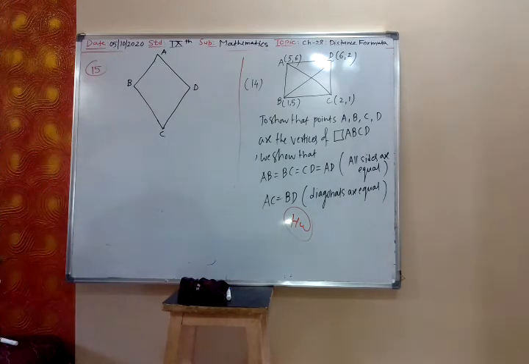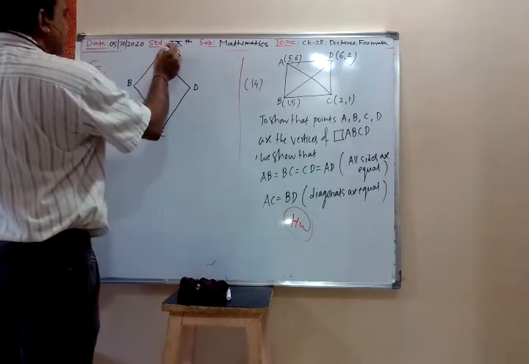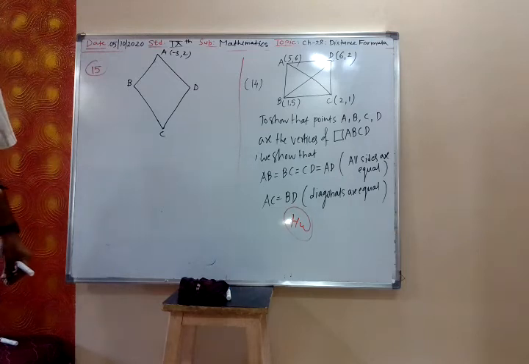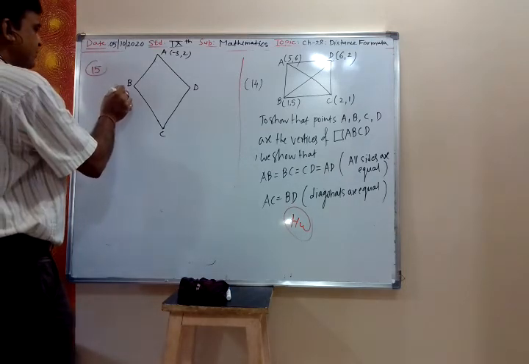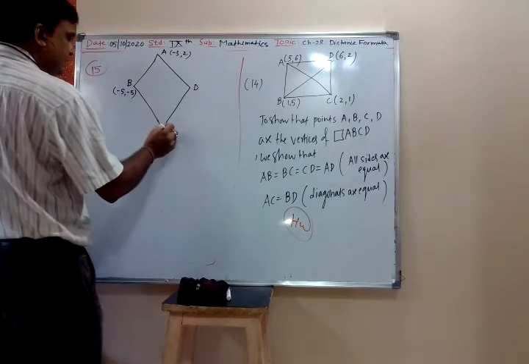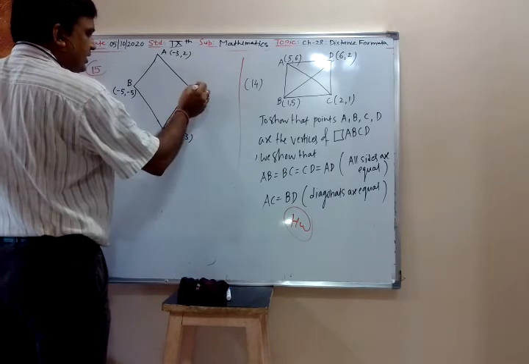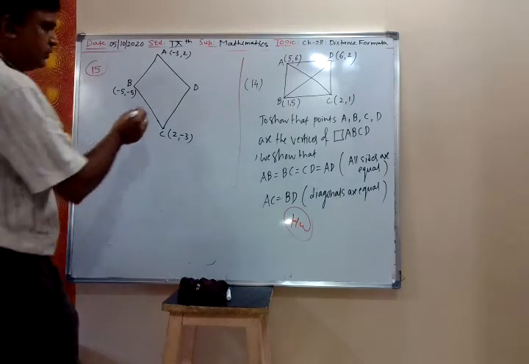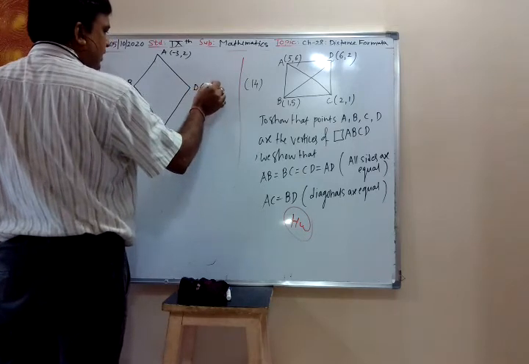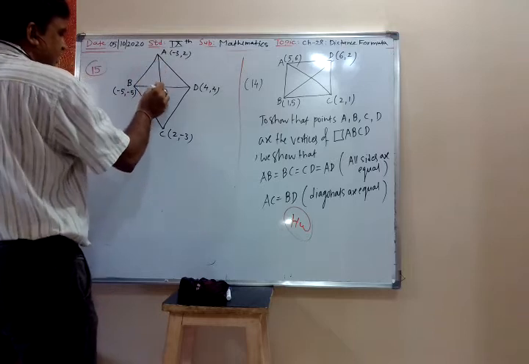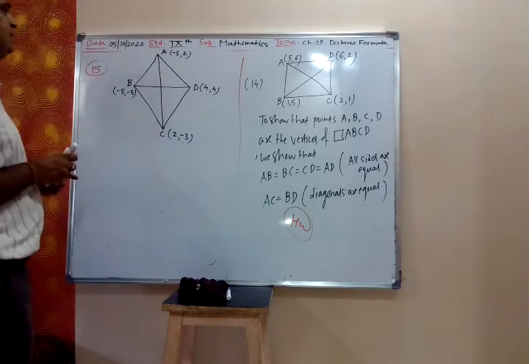Now A is minus 3 comma 2. B is minus 5 comma minus 5. C is 2 comma minus 3, and D is 4 comma 4. Now the diagonals are BD and AC.